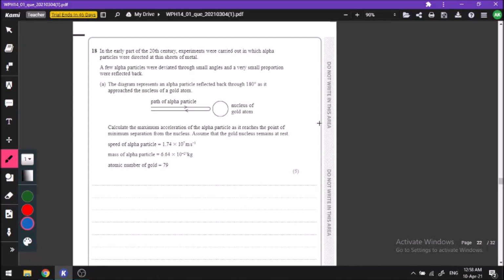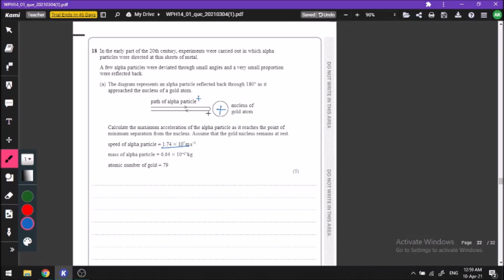Right. So here they're asking us that if an alpha particle is fired at 1.74 times 10 to the power 7 meters per second towards this gold nucleus, then what will be its maximum acceleration? Well, this much you should be able to recognize, that the alpha particle is positive, this nucleus is positive. So the closer the particle comes to the nucleus, the more repulsive force it will face, and the more acceleration it will face. Okay, so that is what they're asking.